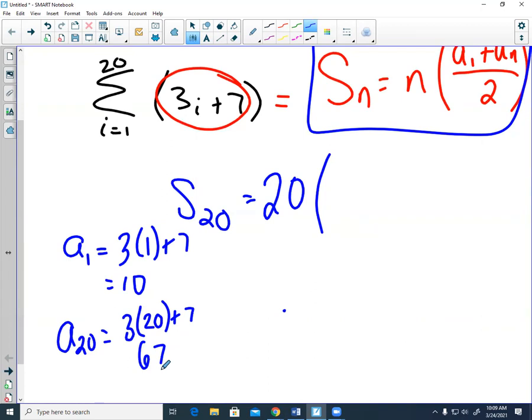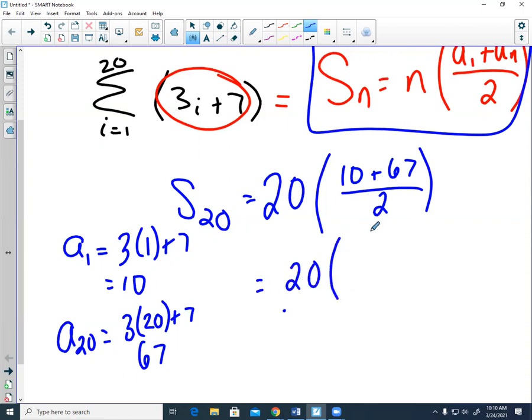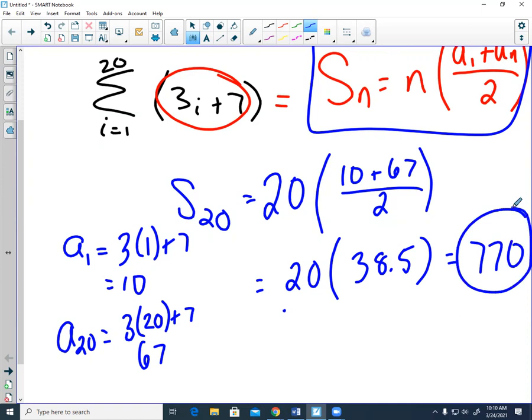Now it gets plugged into my formula. A1 is 10. A20, the last term, is 67, all over 2. This is something your calculator is able to handle. This is saying the same thing as 20 times 10 plus 67, divided by 2, which is 38.5, and the result is 770. So the sum of all of those numbers added together is 770.